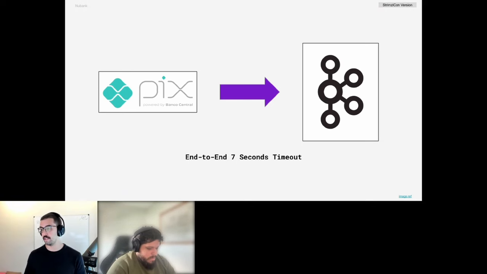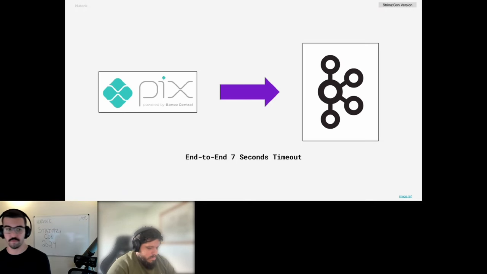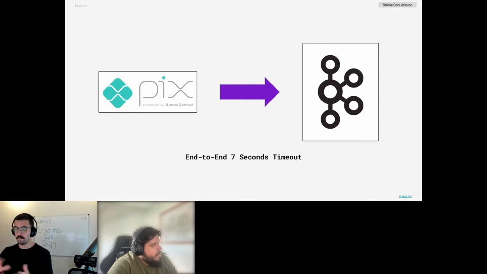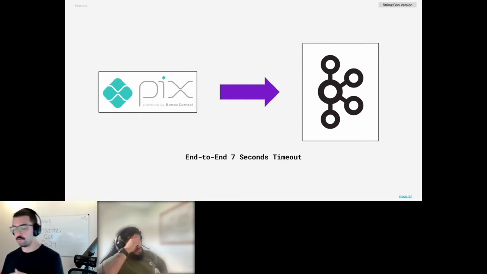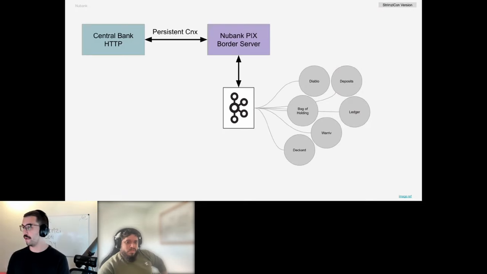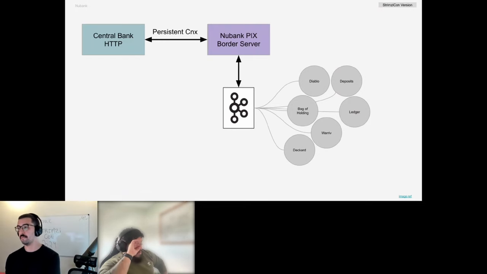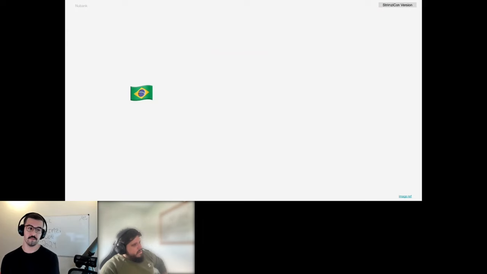We have an end-to-end latency of 7 seconds to answer a PIX transaction. This latency budget is shared with teams responsible for fraud, ledgers, transactions, etc. So those budgets are met. We keep a persistent connection to the central bank over HTTP, and the Nubank border servers send messages through Kafka, which reach dozens of services to answer whether the transaction can be settled or not. That's only Brazil. We also have Colombia and Mexico with their own specificities and their own systems.